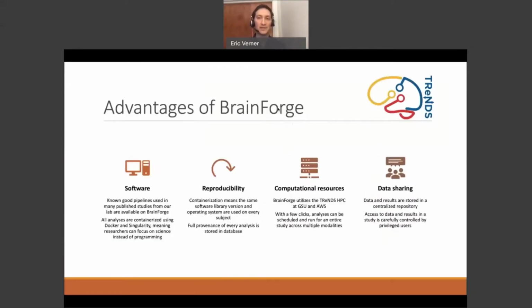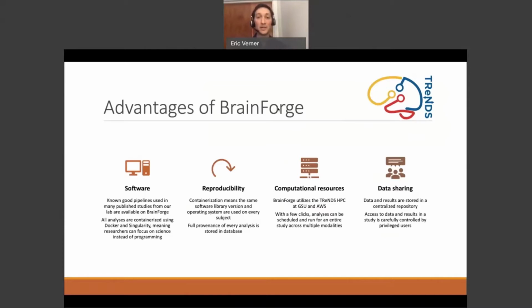On Brainforge, we tackle all of these issues. Our software uses pipelines that have been run and tested in many published studies by Dr. Calhoun and many other researchers at TReNDS. And these are all encapsulated inside of Docker and Singularity containers, which encapsulate all of the operating system and software libraries and scripts needed to run the analyses that researchers actually have to run. So it saves a great deal of time for researchers who want to pre-process and analyze their subjects.